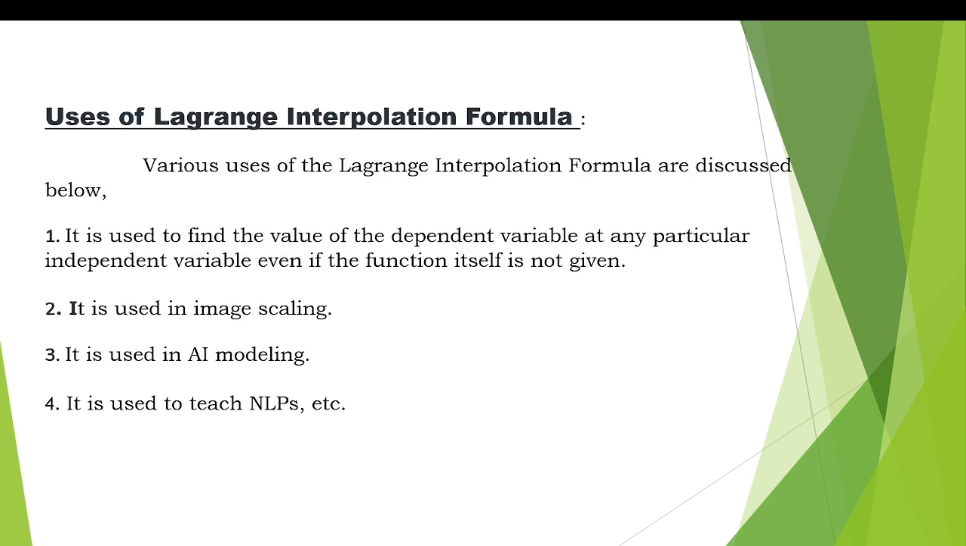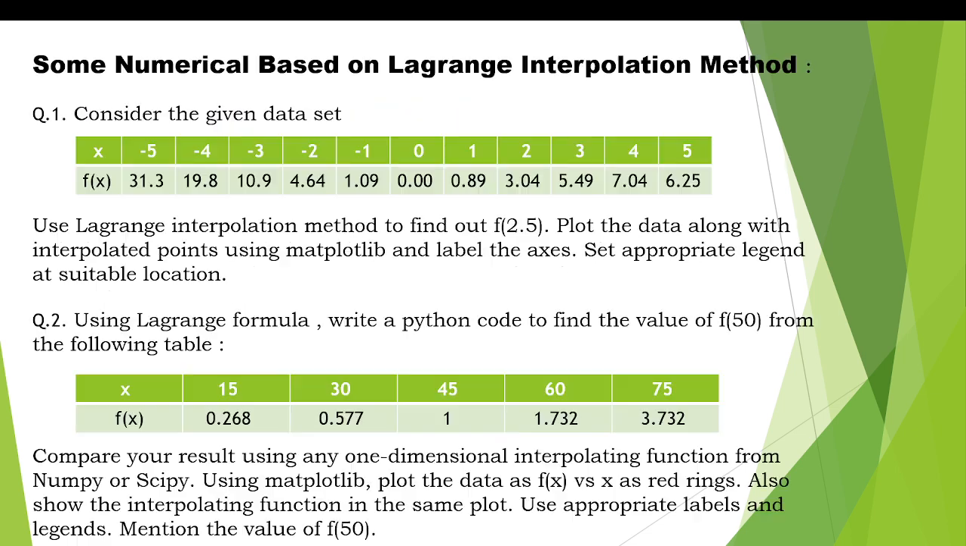Next, I have written the uses of Lagrange interpolation formula. Various uses of Lagrange interpolation formula are discussed below. The first is it is used to find the value of the dependent variable at any particular independent variable even if the function itself is not given. The number 2 is it is used in image scaling. The number 3 is it is used in AI modeling. And number 4 is it is used to teach NLPs, etc. I think this is clear to you.